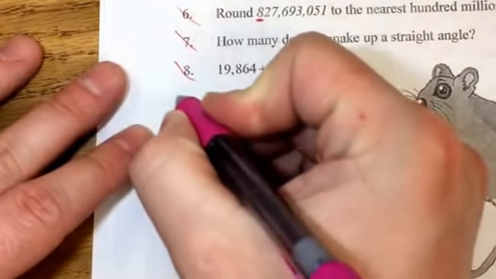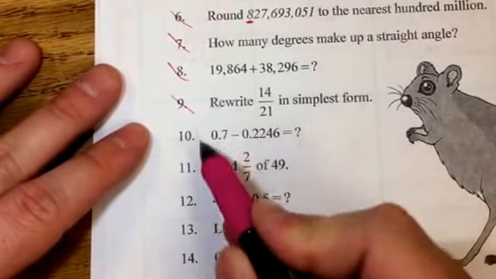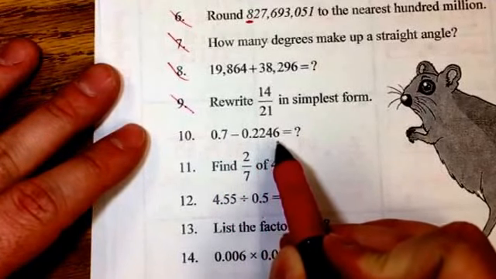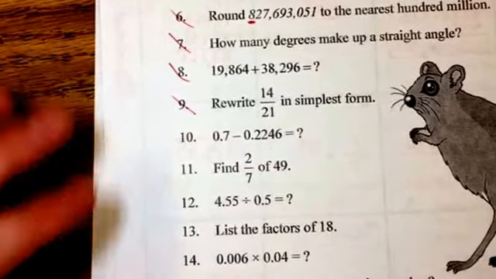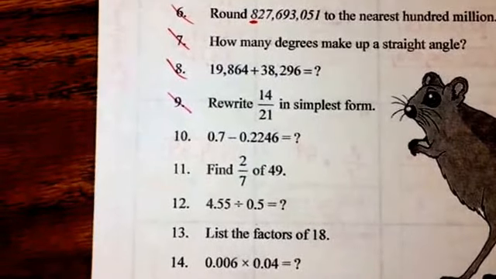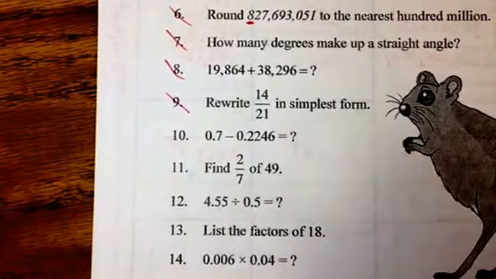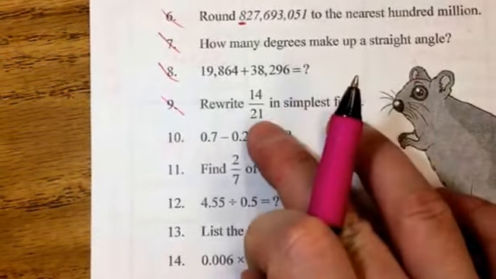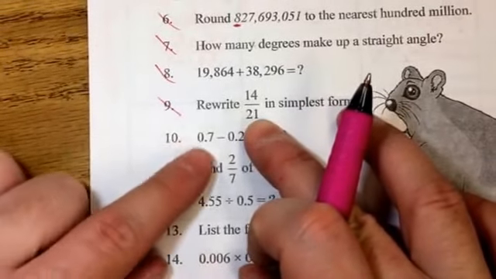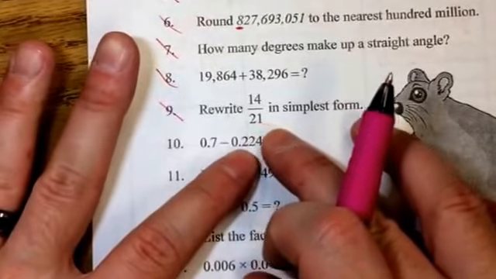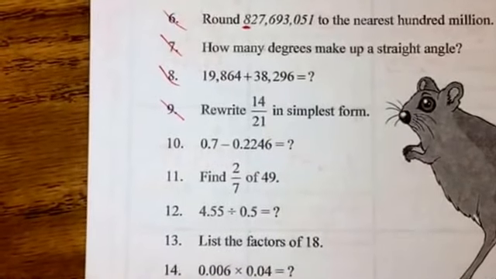Okay, problem number 10. They want us to look at 7/10 minus 2,246 10,000ths. And so this looks like you would put 2,246 10,000ths on the top because it has more digits, but that is wrong, because right here we can see that we have 2/10 here and then we have 7/10. 7/10 automatically is bigger than 2/10 no matter how many digits follow behind that.